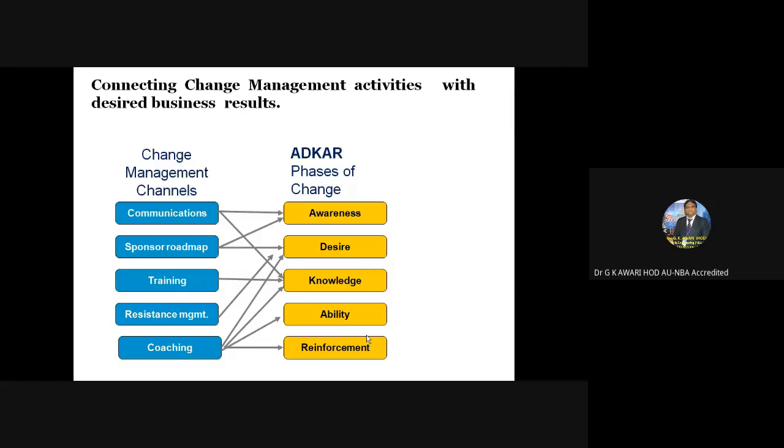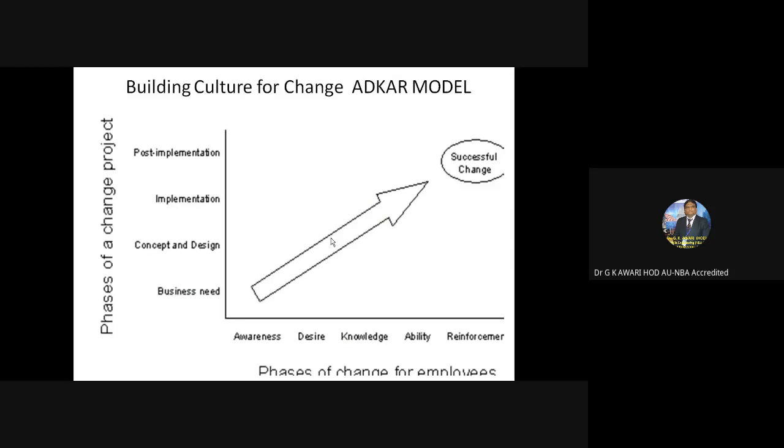So whenever you want to bring change management, training, coaching, and communicating with people should be done with the help of this ADKAR model so that it is successful. Building a culture for change with the ADKAR model means the phases of change of employees: awareness, desire, knowledge, ability, and reinforcement. The phases of a change project are business need, concept design, implementation, and post implementation, and the successful change will be at the top.